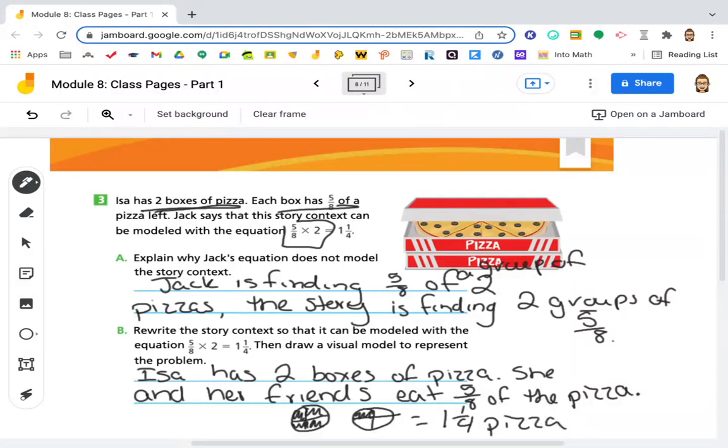And that is all for today's lesson. Hopefully you are now able to find the product of a whole number and a fraction using a visual model. Remember, in order to be a math person, all you have to do is be a person and do math.